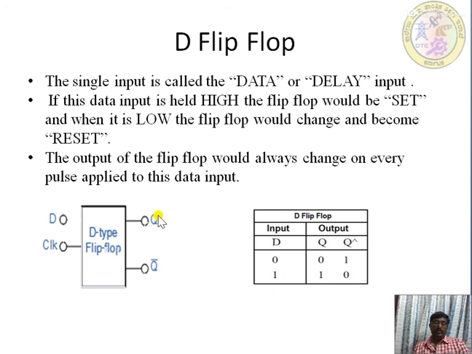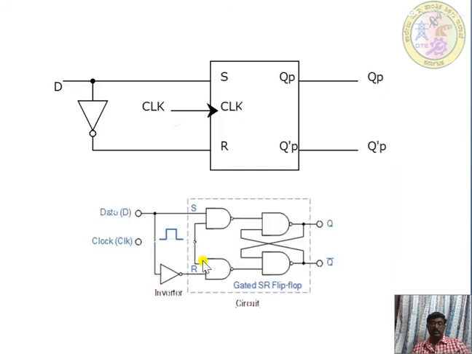As we know, there is a normal clock and only one input, that is the D input, and the flip-flop always has two outputs, Q and Q dash. If the D input is 0, Q is 0 and Q dash is 1, and if D is 1, Q is 1 and Q bar is 0.